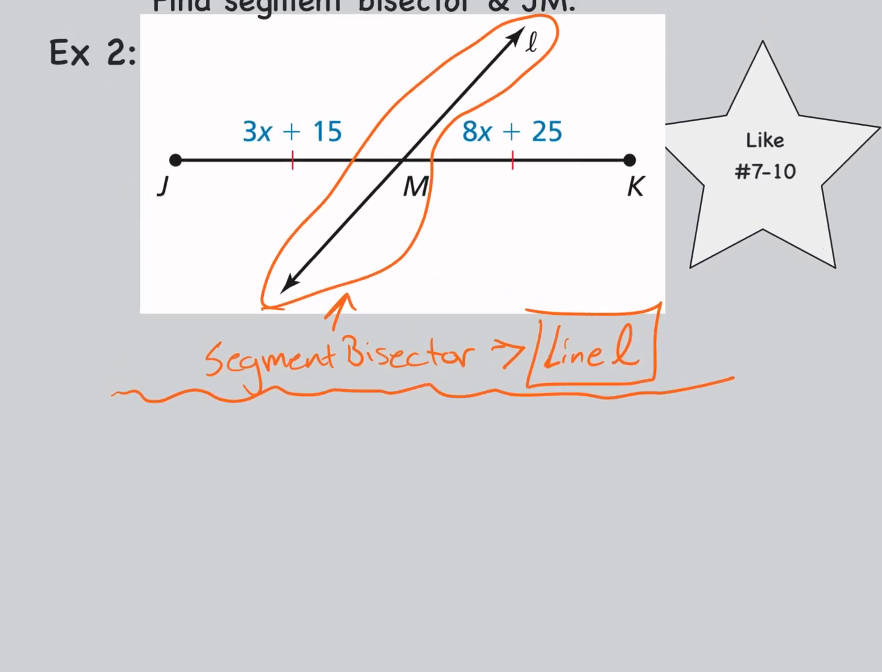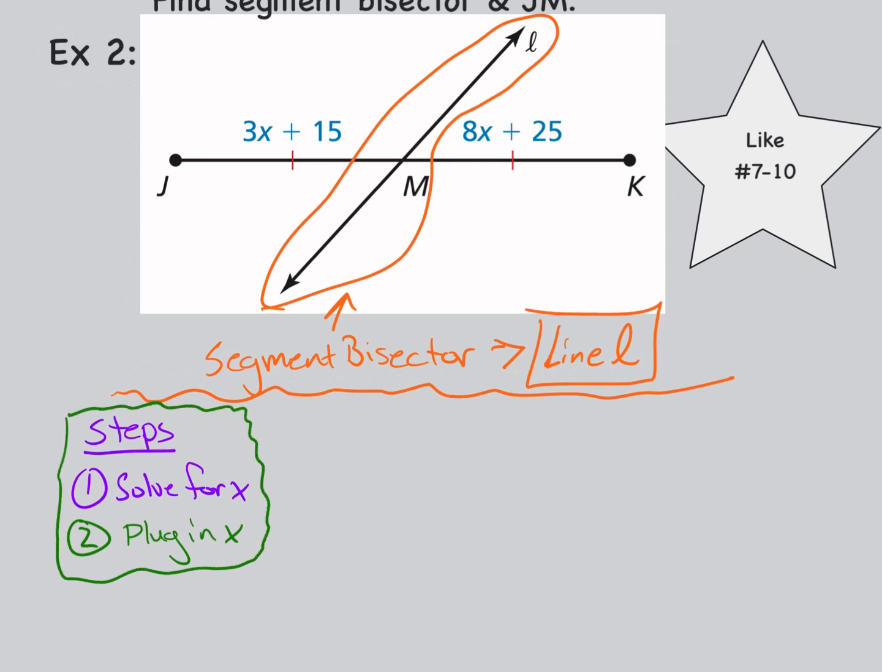So, let's write these two steps down to solve this. First one is we need to solve for x. Second one is we're going to plug in x. Solve for x and plug in x. All right, this is a bisector, so it cuts it in what? In half, right? It cuts it in half.